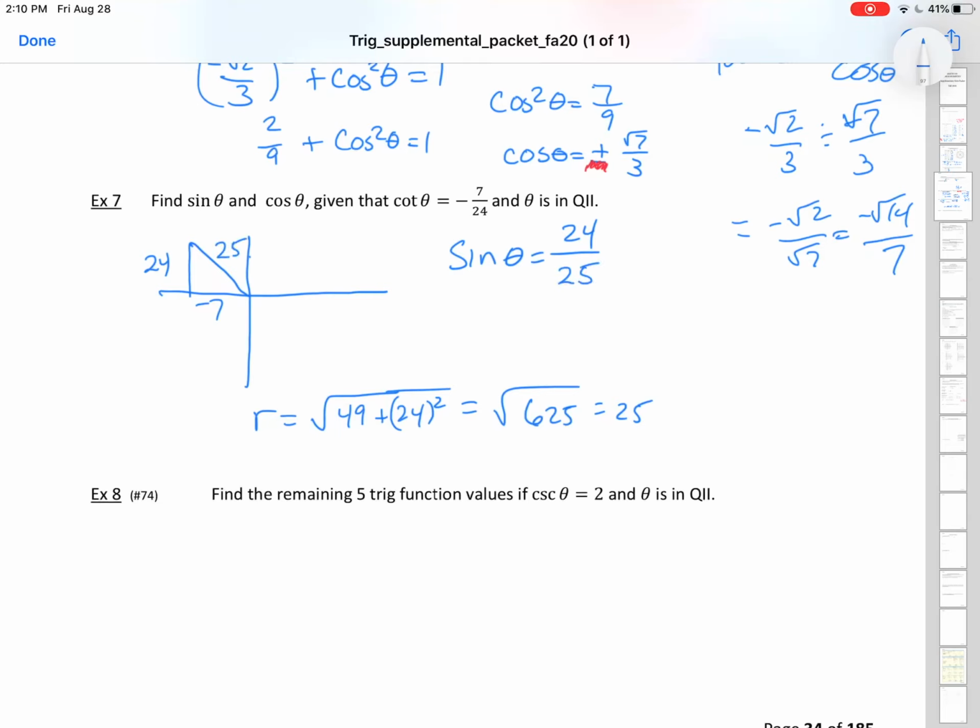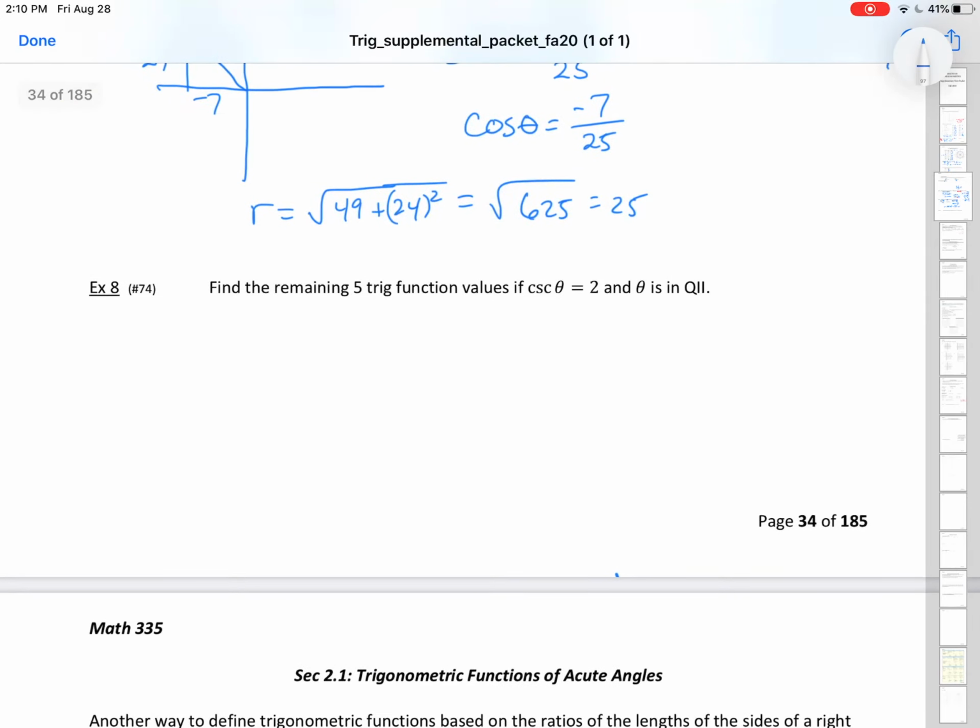Just found out that that was 25. Cosine theta, well, that's adjacent, negative 7, all over the same hypotenuse, 25. Now you want to stop and say, do my answers make sense? Well, let's look. I'm claiming that sine's positive. Would that be true for a second quadrant angle? All students, yes, it is. I'm claiming that cosine's negative. Is that true for a second quadrant angle? Yes, because only sine and cosecant are positive in that quadrant. And we're done. They just wanted those two.